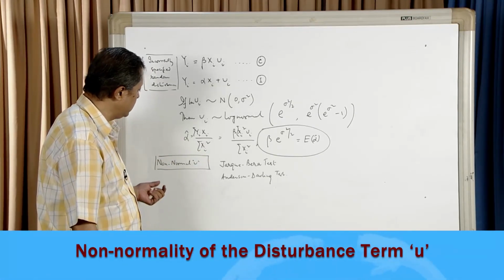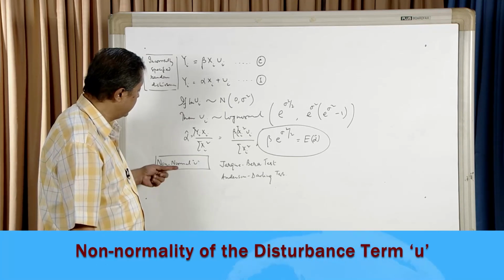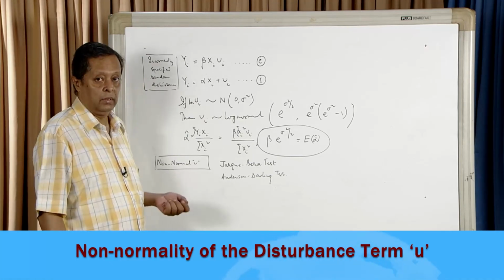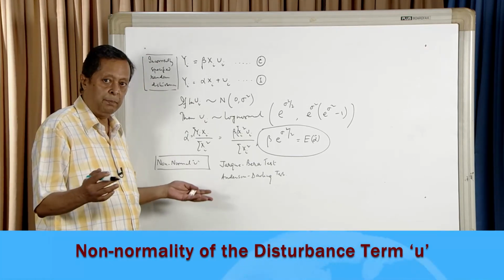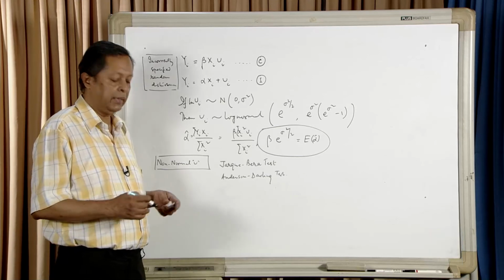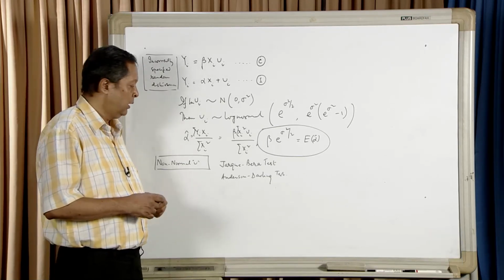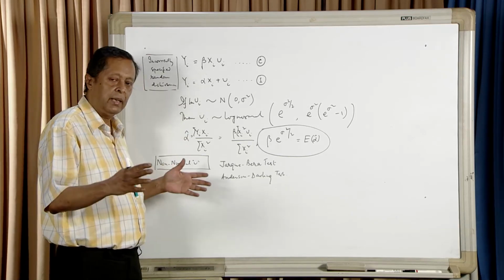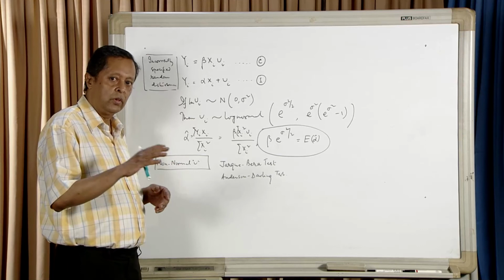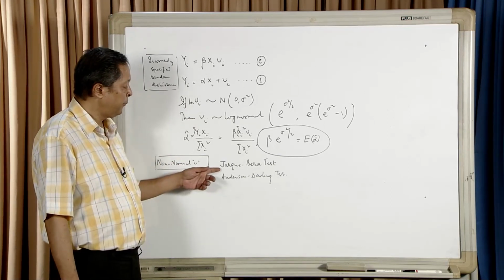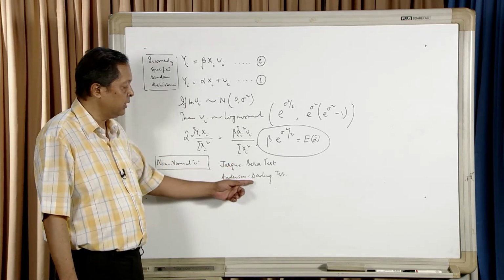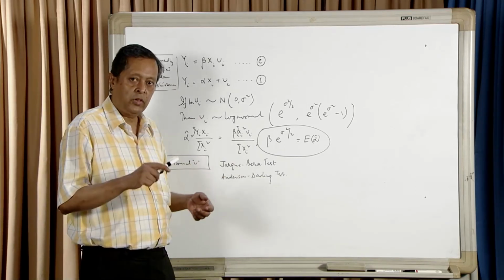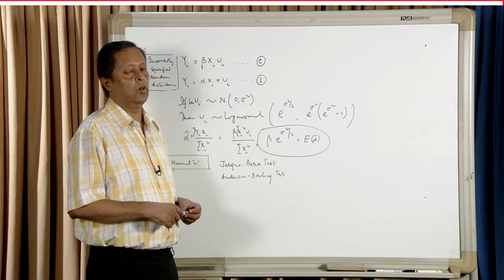And finally, we come to the issue where the disturbance term enters the model correctly, but it is non-normal. One way is to go for a large sample. So, as the sample size increases, we can make use of the standard statistical result, that is, for large samples the distribution tends towards a normal distribution, or we can go for the Jarque-Bera test or the Anderson-Darling test to detect whether the distribution of u is actually normal or not.